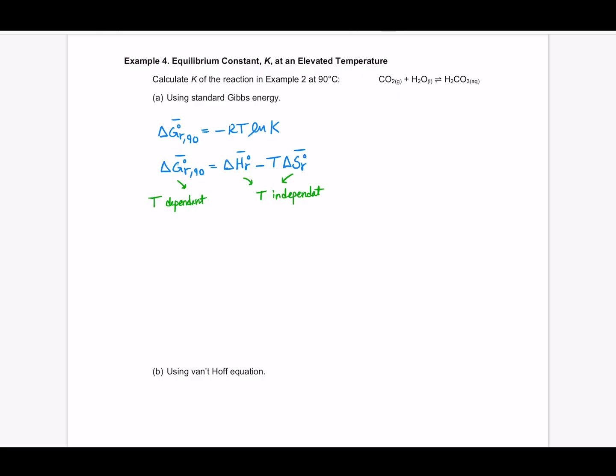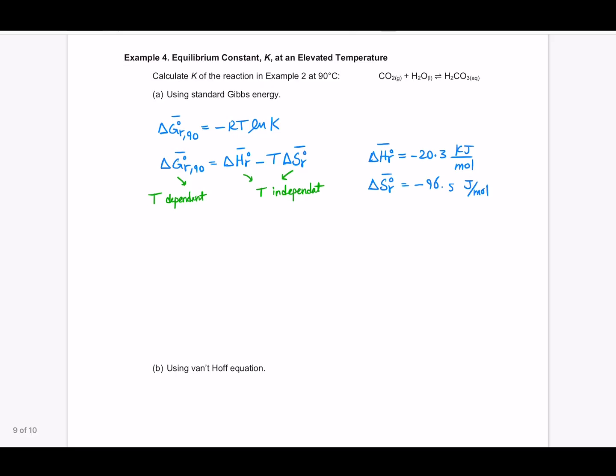Since these two are temperature independent, we can get them from the values we had in the other example: delta H R was minus 20.3 kilojoule per mole. This is what we calculated in the other example. And delta S R, we also calculated to be minus 96.5 joule per mole per Kelvin. Again, be very careful with the unit.